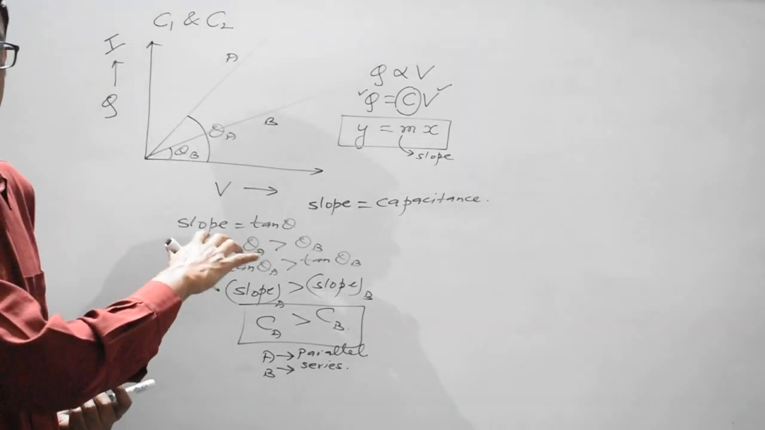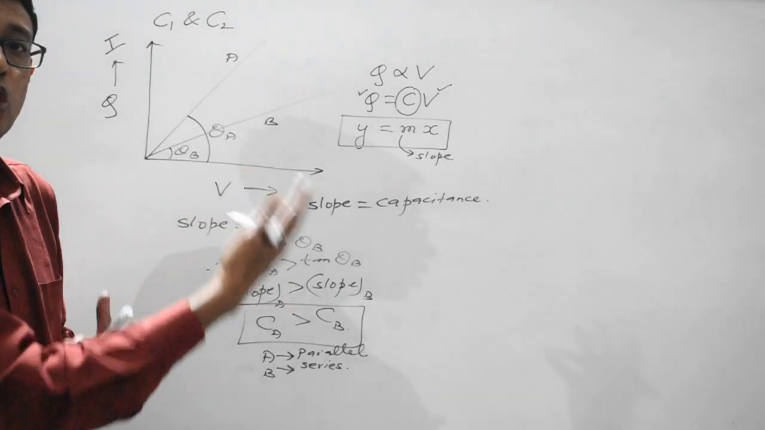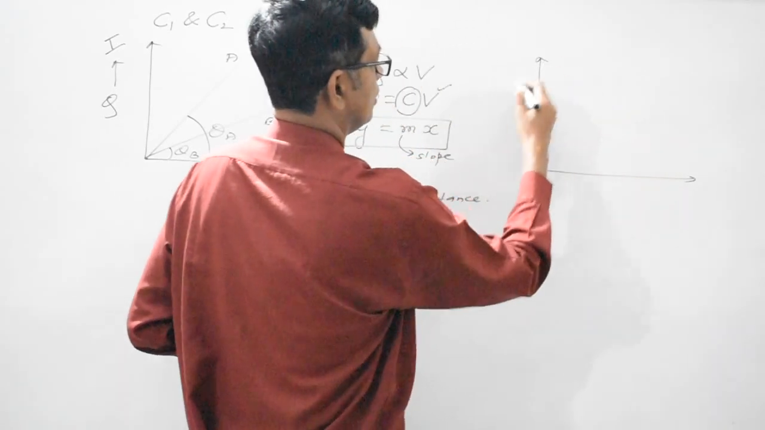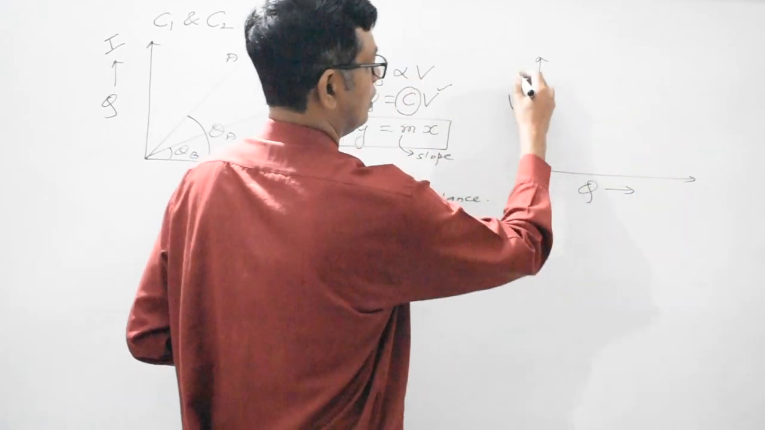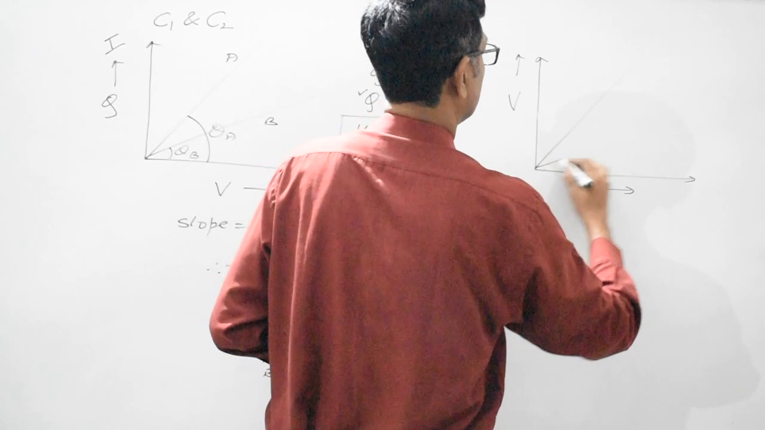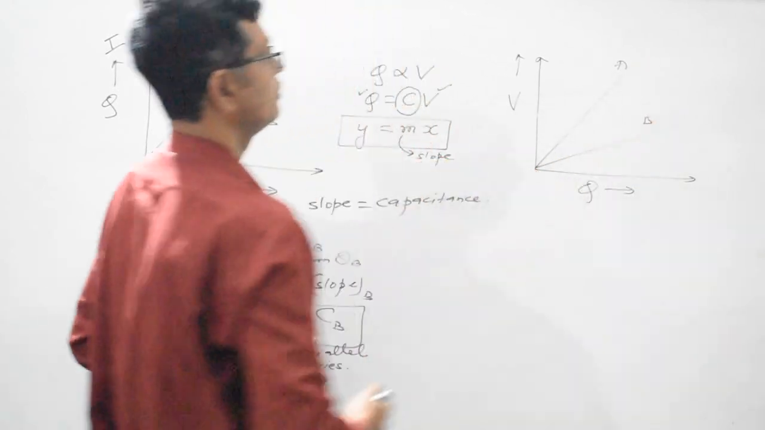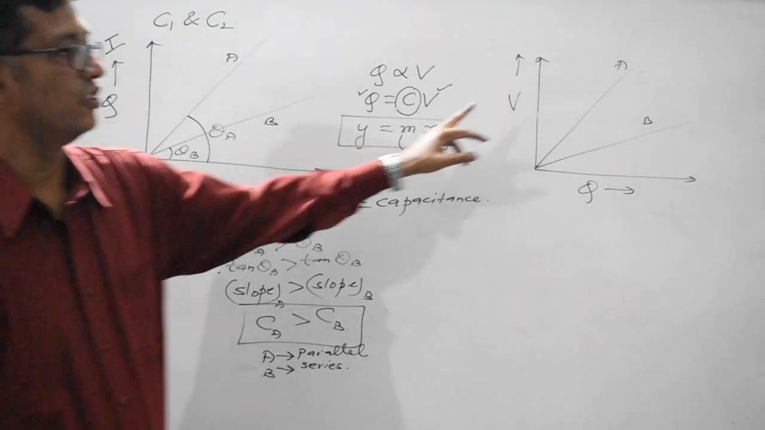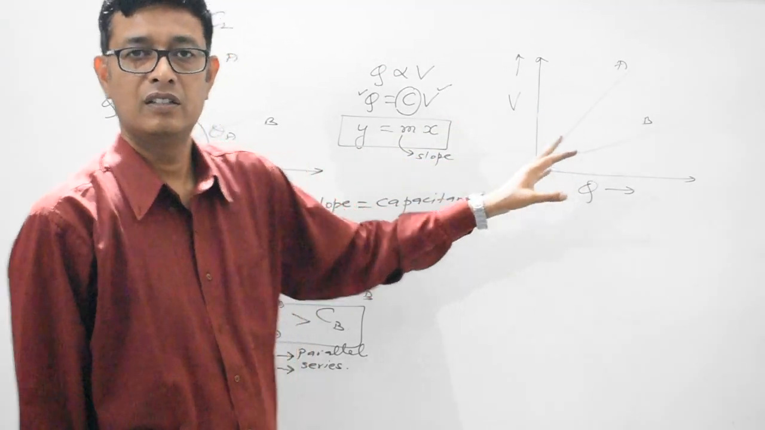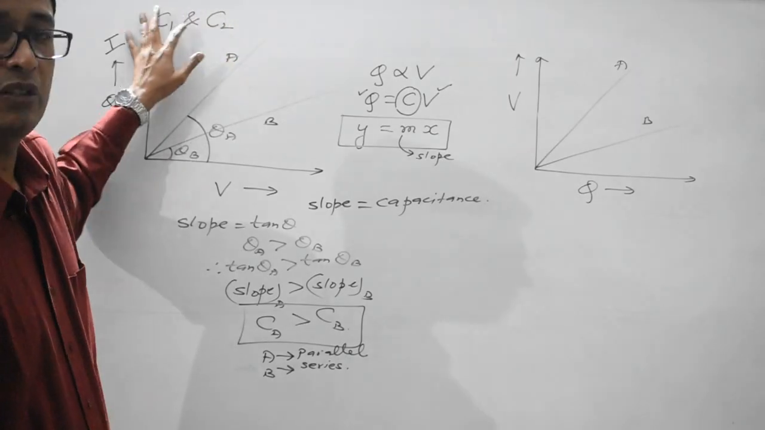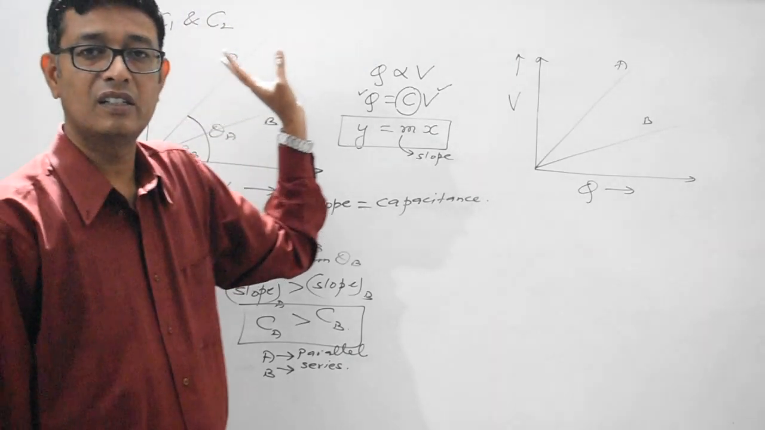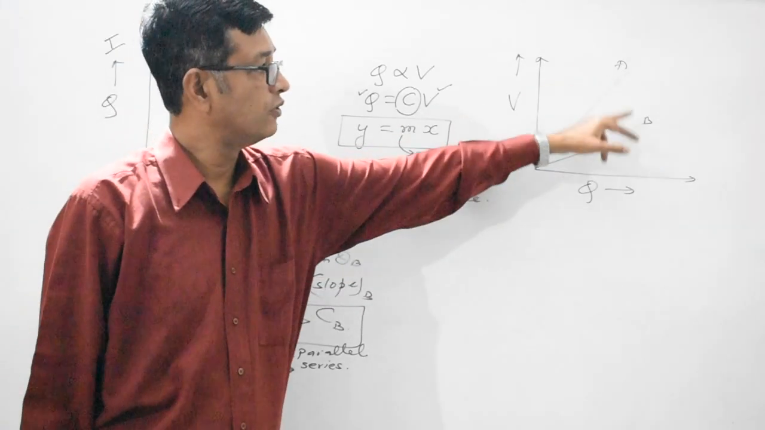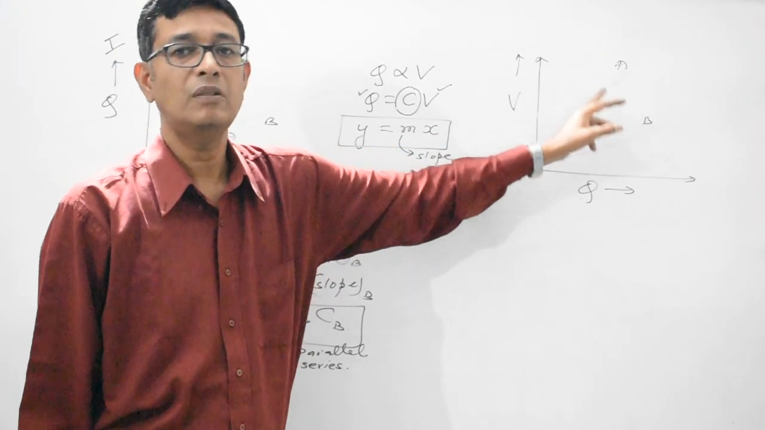Actually, the same question can be modified as well. Suppose the same question, this is V and this is Q. And the same question, this is A and this is B. Same question, what I have done is Q and V are interchanged. Two capacitors of capacitance C1 and C2 are given. Once they are connected in series and then they are connected in parallel. Which of these two, A and B, represent series and parallel grouping?